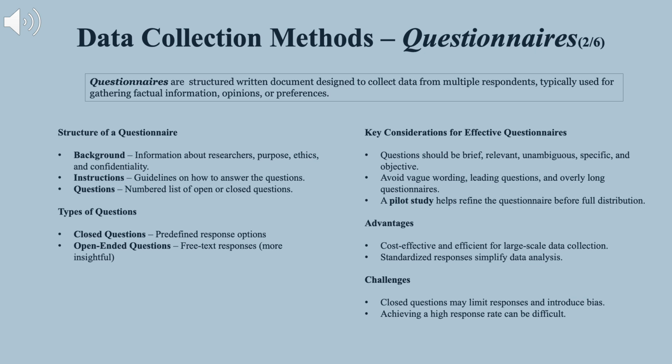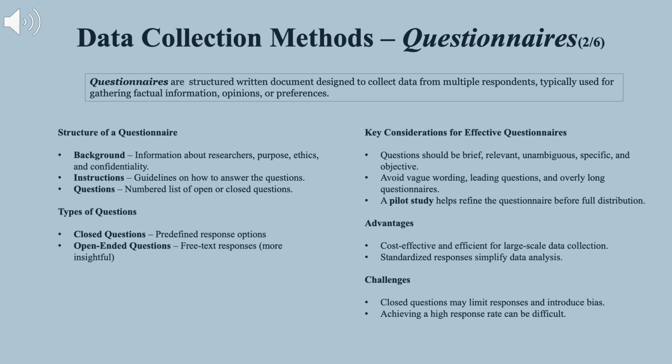There are two main types of questions: closed and open-ended questions. Closed questions provide predefined response options, making them quick to answer and easy to analyze statistically. For example, a question like, "What is your marital status?" with answer choices such as single or married is a closed question. However, closed questions may limit nuanced responses.